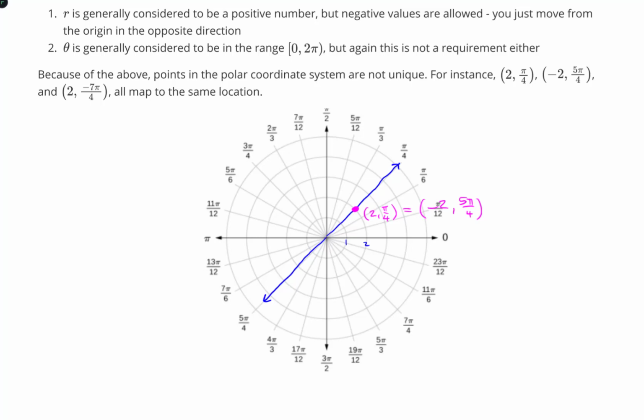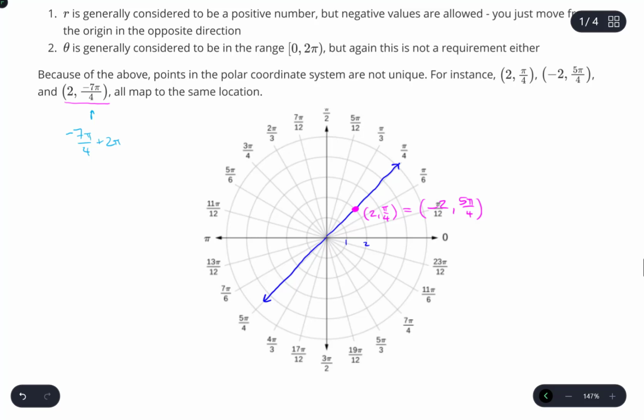Here's another example, 2 and negative 7 pi over 4. So negative 7 pi over 4 is outside of the range of 0 to 360, or 0 to 2 pi, I should say. And so you need to find a coterminal angle in order to plot it. If we take negative 7 pi over 4 and add 2 pi to that, that should give us something inside the range 0 to 2 pi.